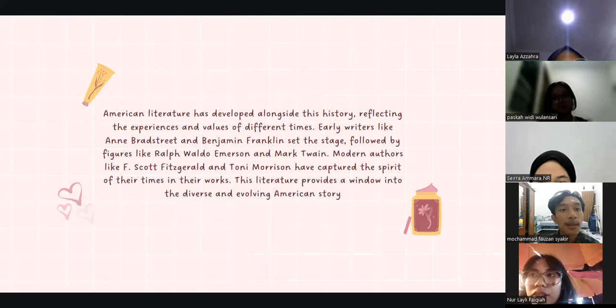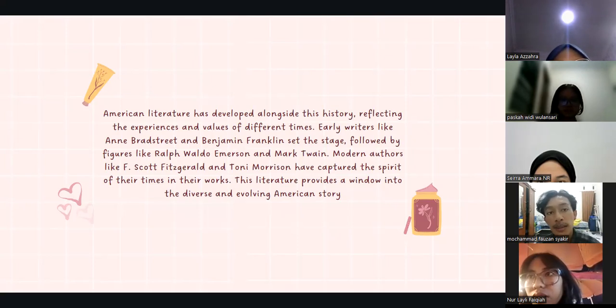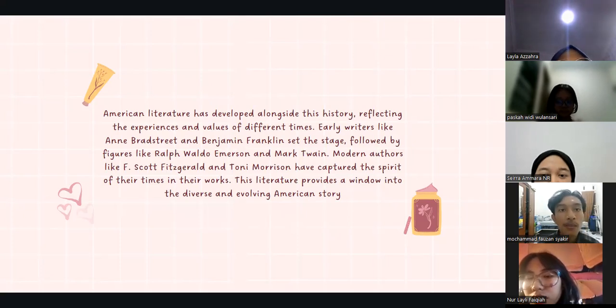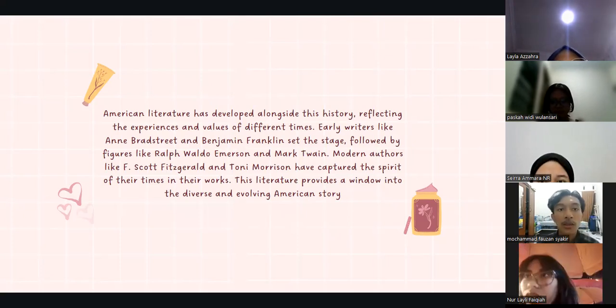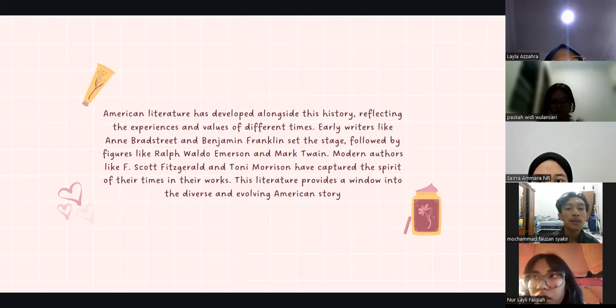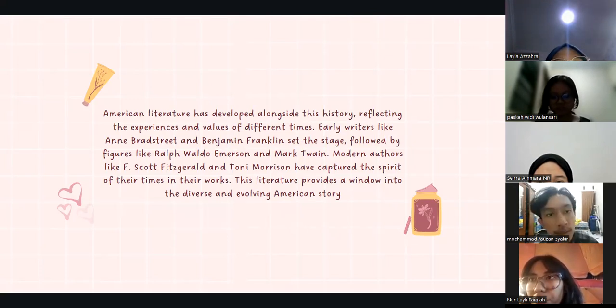American literature has also developed alongside history, reflecting the experiences and values of different times. Early writers like Anne Bradstreet and Benjamin Franklin set the stage, followed by figures like Ralph Waldo Emerson and Mark Twain, whom you already heard about from what my friends explained. Modern authors like F. Scott Fitzgerald and Toni Morrison, as I said before, have captured the spirit of their times in their works. This literature provides a window into the diverse and evolving American story.